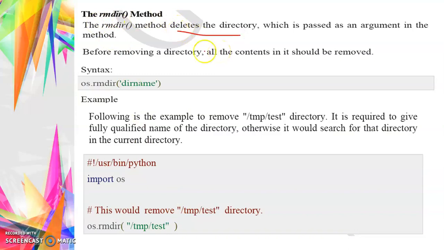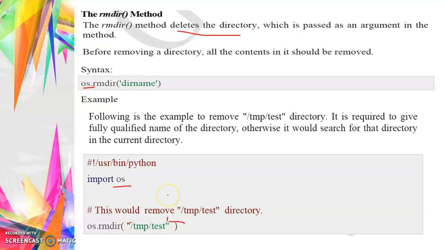Remove directory means delete directory. To delete a folder, the syntax is os.rmdir. If you want to create, it is mkdir; if you want to delete, it is rmdir, remove directory. Example: import the os module, os.rmdir. Which folder or directory you are going to remove, that location is given in the parameter of the rmdir method.